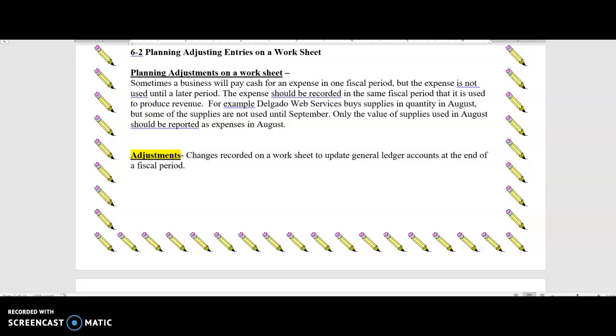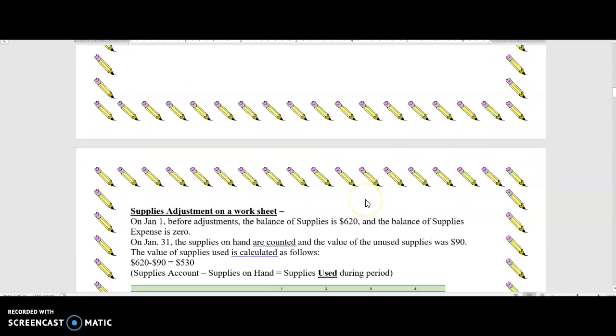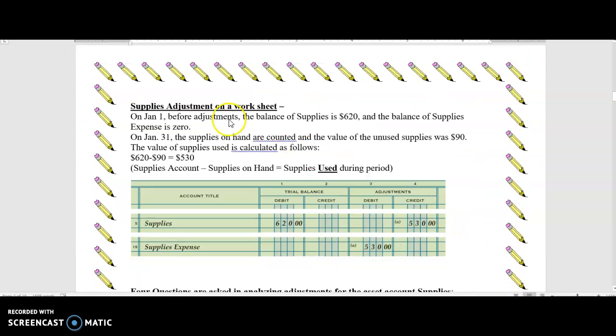For example, Delgado Web Services might buy some supplies in large quantity in August, but some of the supplies are not used until September. Only the value of the supplies used in August should be reported as an expense in August. So that's a new term that we have, adjustments, which are changes recorded on a worksheet to update the general ledger accounts at the end of that fiscal period. So what does all this mean?